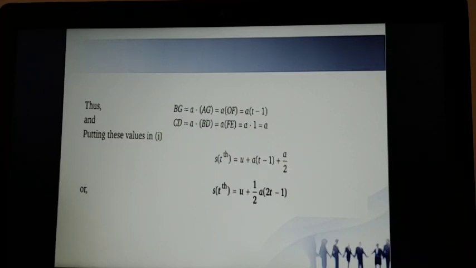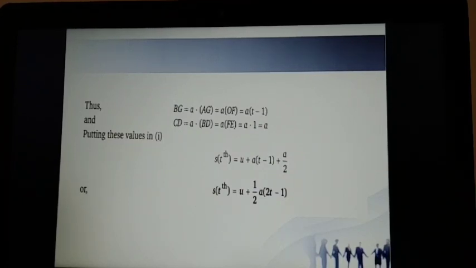Okay, so nothing much we have done, we have replaced BG. The equation is S equal to U plus A into BG plus half CD. So BG you got as A into T minus 1, and CD you got as A. So that equation will become U plus A into T minus 1 plus A by 2.